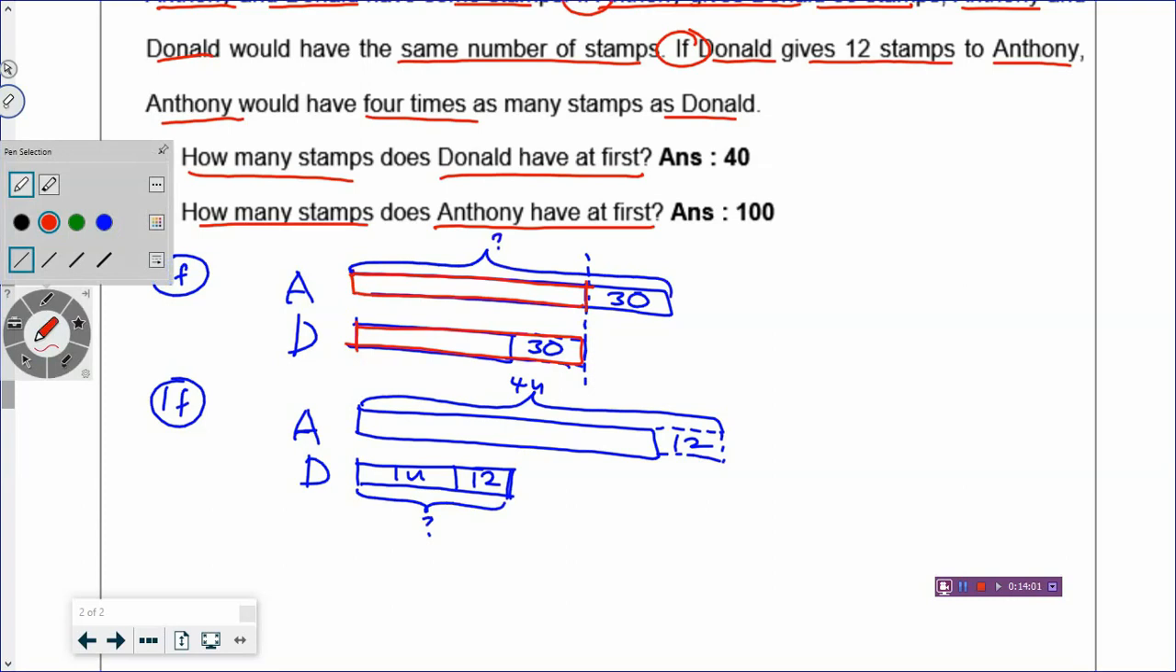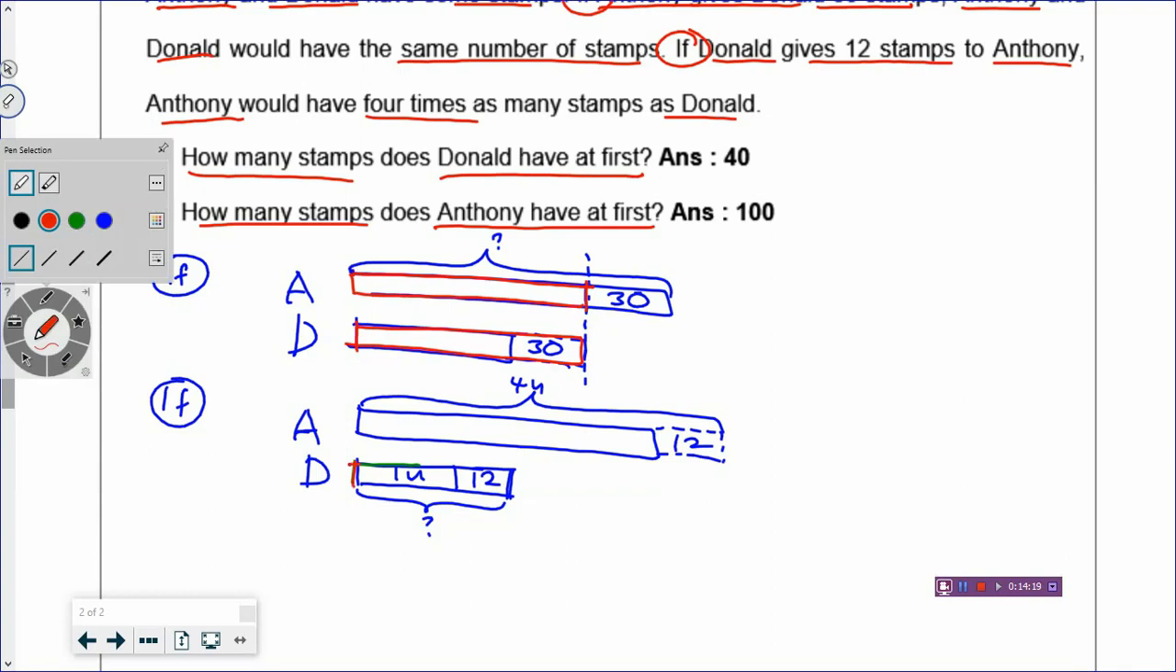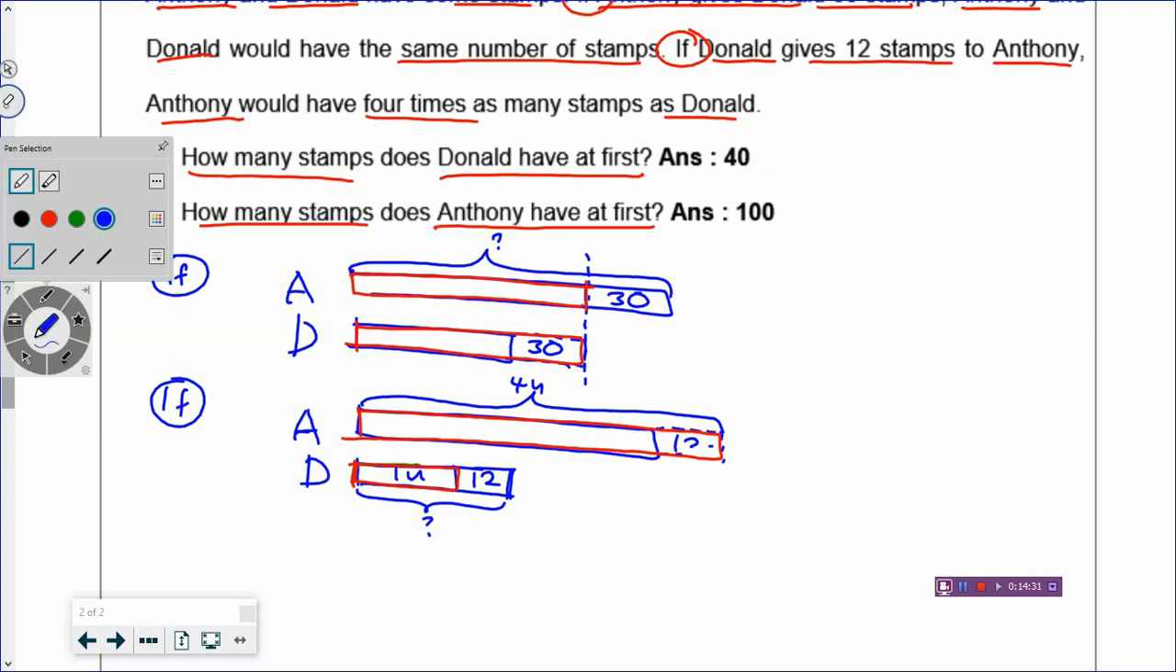All right, so let's look at the model and let's see how do we find the question marks. Okay, now let's look at the second "if". Let's do some recap. Now, if Donald gives Anthony 12 stamps, am I correct? Then Donald will have fewer now. Okay, let me use the red color. All right, so Donald now will have fewer, which is 1 unit. Anthony now has 12 more. So Anthony now has how many? Anthony now has 4 times as many as Donald. All right, so you can see that Anthony has 4 times as many as Donald.